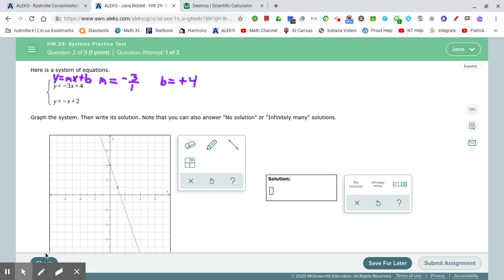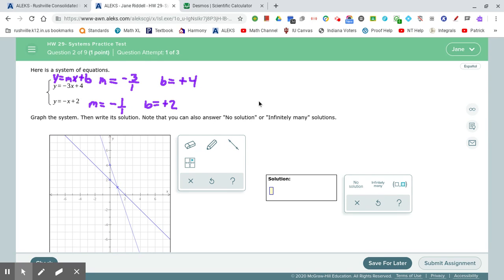Second line, we'll do the same thing. We are going to identify the slope and the y-intercept. For this second line, the number in front of x, I don't see one. All I see is a negative sign. So that's an invisible -1. I'm going to write that as a fraction, -1 over 1, and the y-intercept is +2. So I'm going to get my line tool, and on the y-axis, I plot a point at +2, and then the slope tells me I'm going to go down, since it's negative, and then over 1.